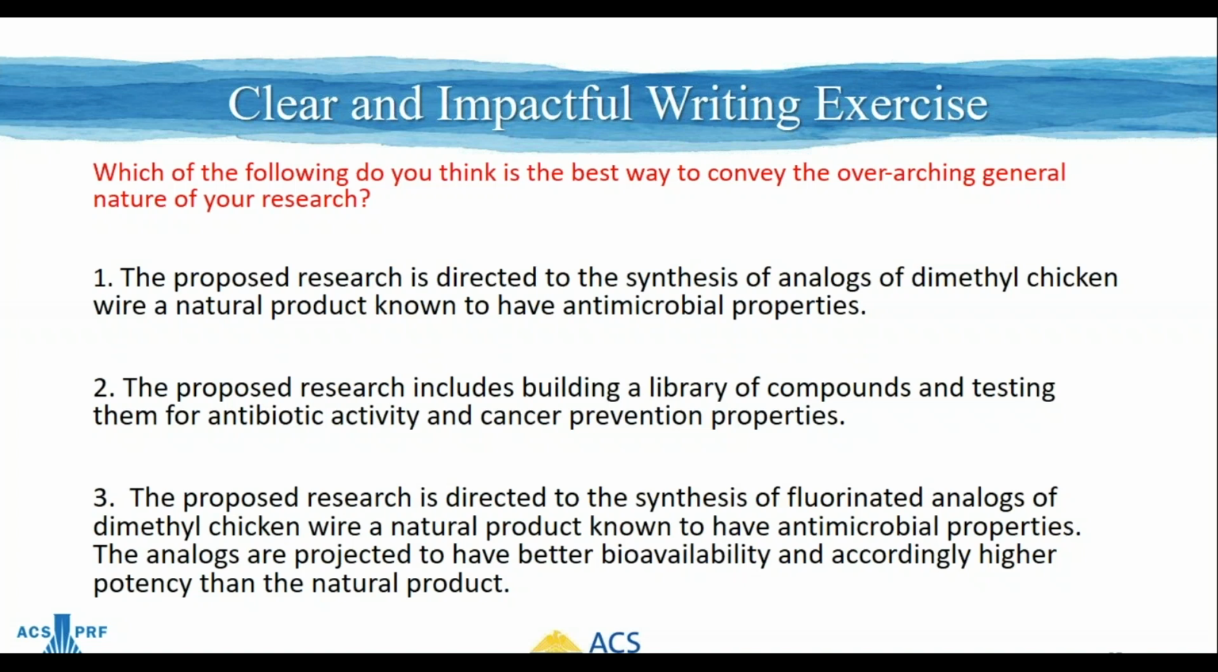Okay, so number one: the proposed research is directed to the synthesis of analogs of dimethyl chicken wire, a natural product known to have antimicrobial properties. Two: the proposed research includes building a library of compounds and testing them for antibody activity and cancer prevention properties. And finally, three: the proposed research is directed to the synthesis of fluorinated analogs of dimethyl chicken wire, a natural product known to have antimicrobial activities. The analogs are projected to have better bioavailability and accordingly higher potency than the natural product. Okay, so we have three of them here. Since we're limited on time, in your mind, pick which one you think is the best way to start that first paragraph. Where's it going to start?